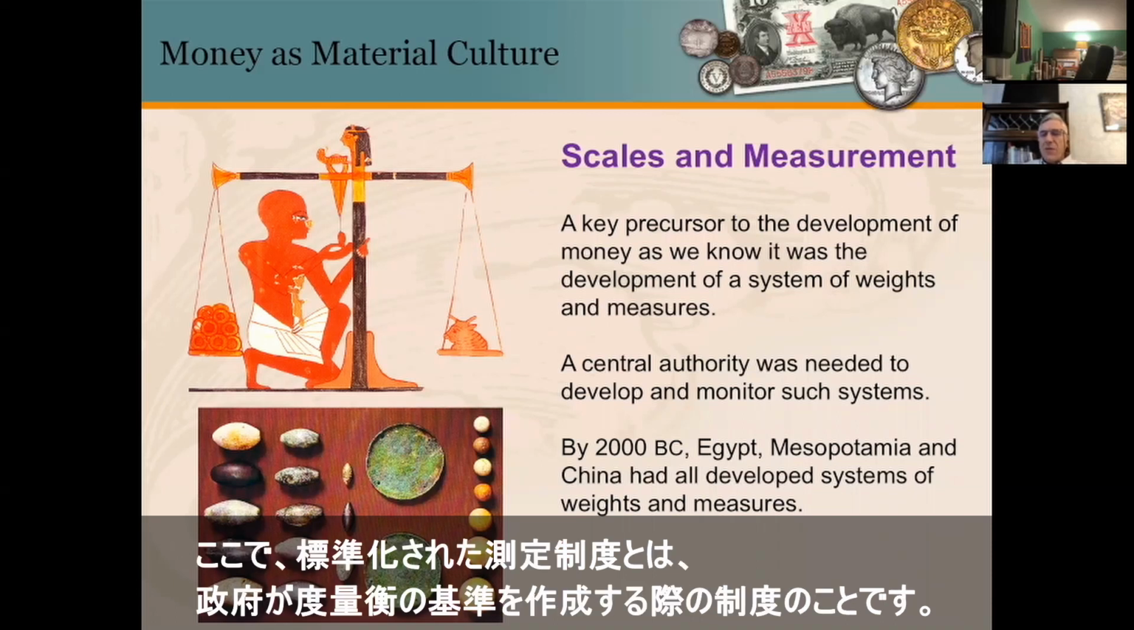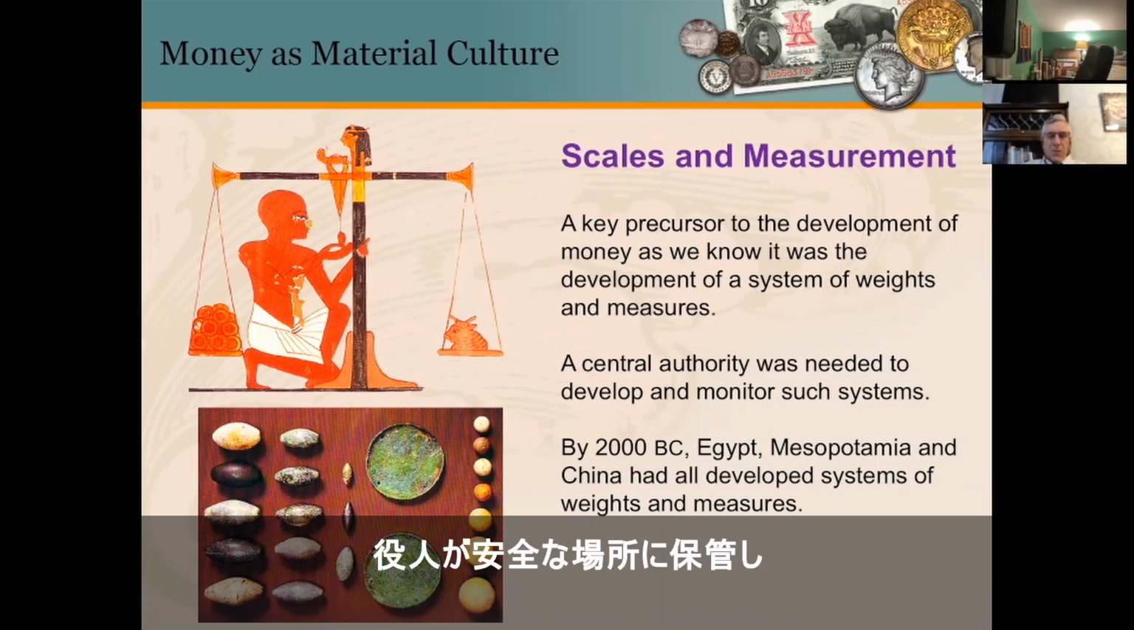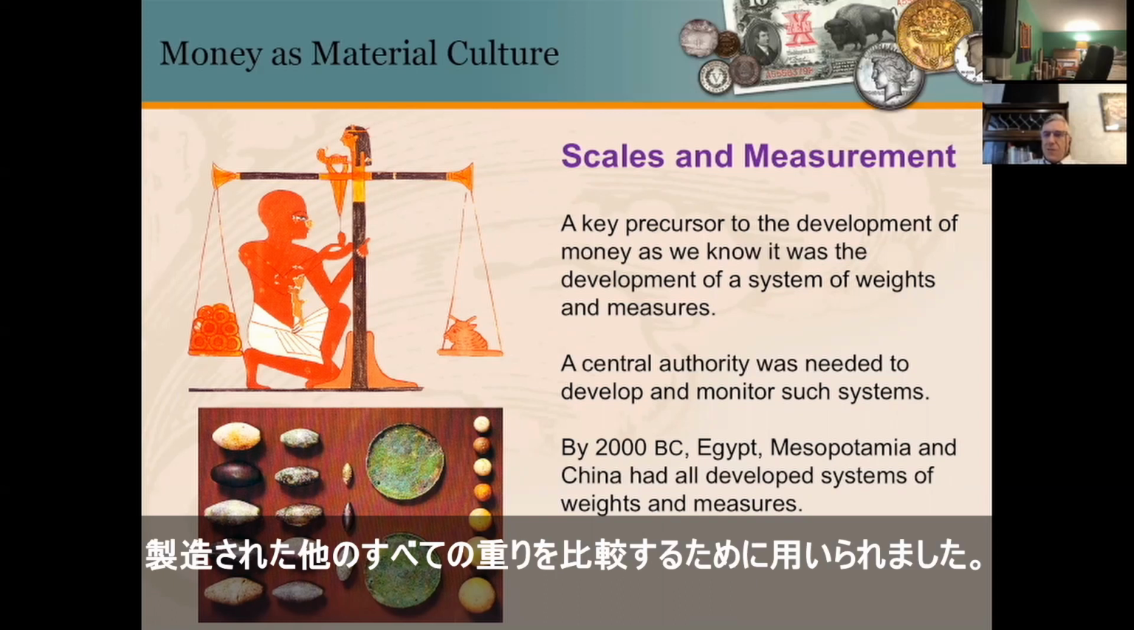And so what we mean by these standardized measurement systems was a system where an authority would create a standard for weights and measures. So a pound would be represented by a standard pound that would be in the form of a stone or a bronze weight, and would be kept by the officials in a place where it was secure and used to compare all of the other weights that were produced.